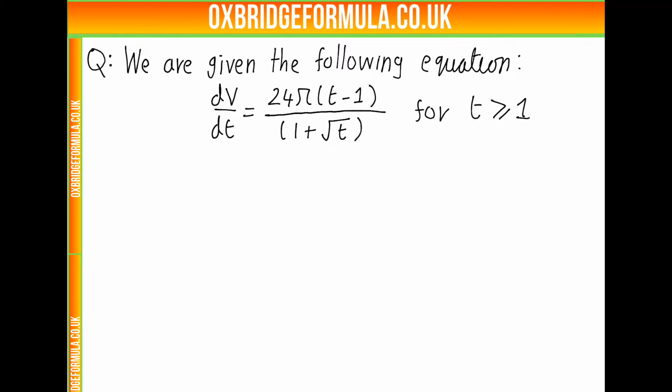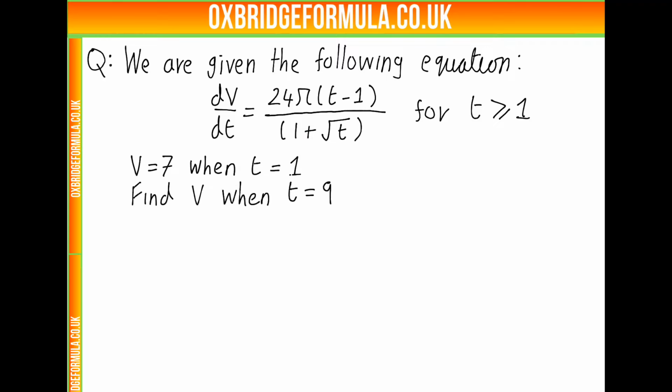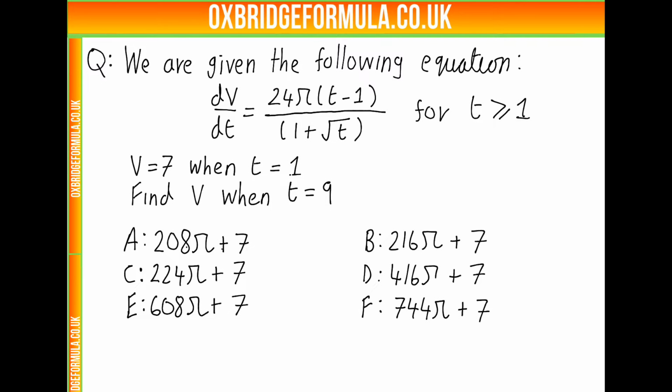We're then given the additional information that v is equal to 7 when t is equal to 1. Given all this, we're asked to find v when t is 9. And we're given 6 different options for what v is when t is 9.